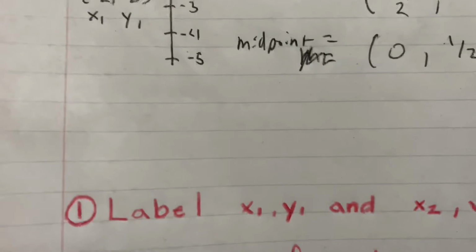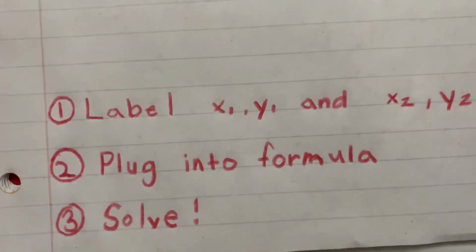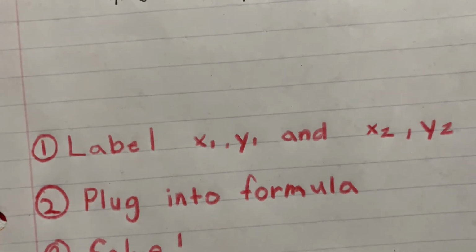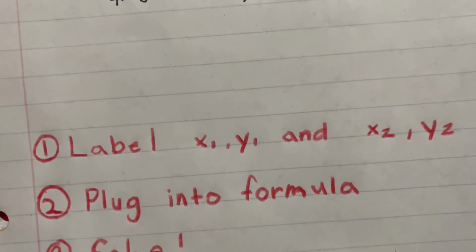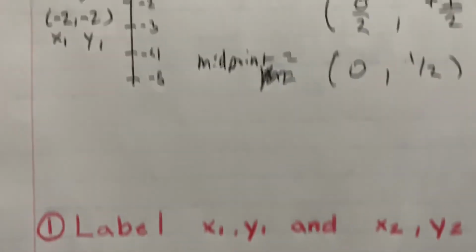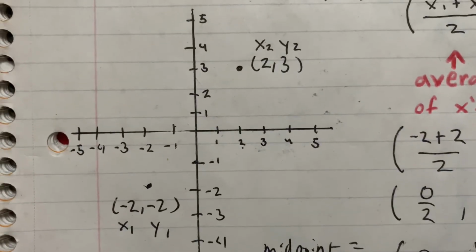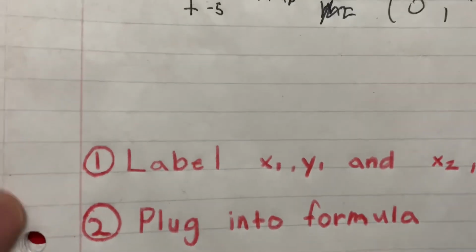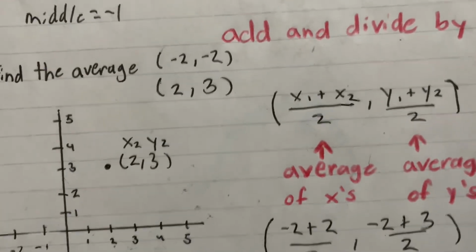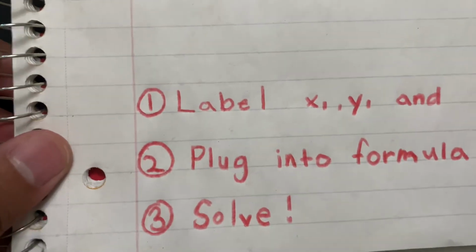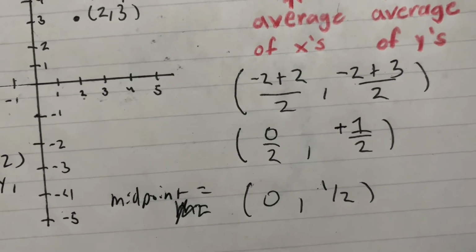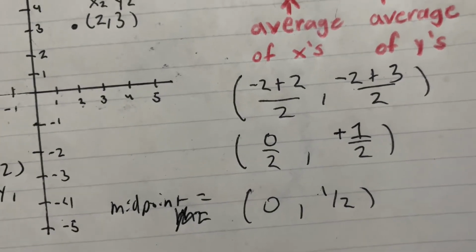And here's a rule that I would like you to remember when solving the midpoint. It's basically the same as the distance formula. You label what x1, y1 and x2, y2 are, as I did in the graph right there, just to reiterate. Then you plug into the formula. So I did it right there. I got the formula, plugged it in, and then I solved, which I did right there. Just did some algebra, and I got 0 and 1/2.